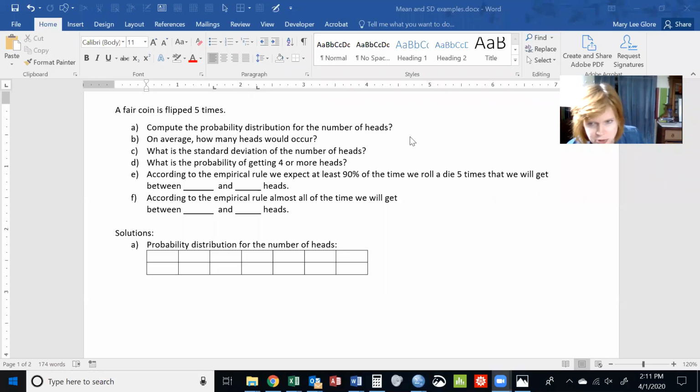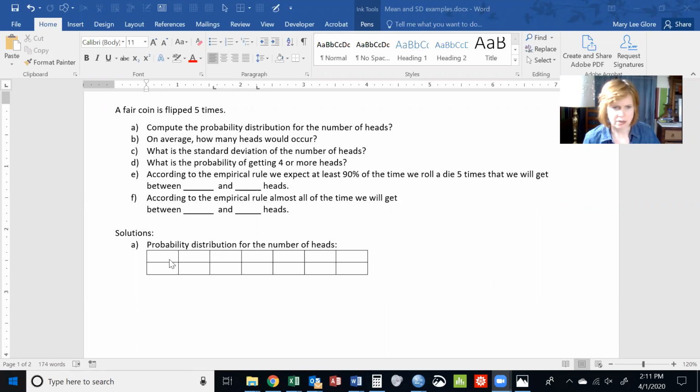Hi guys, today we're going to do an example where we're going to compute a probability distribution and calculate its mean and variance and standard deviation. All right, so here's my example. A fair coin is flipped 5 times. And the first thing we're going to do is calculate its probability distribution.